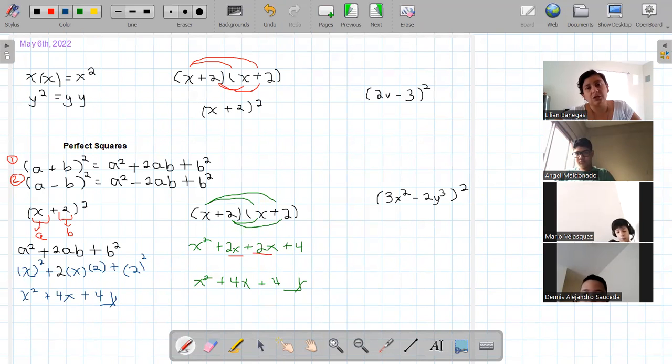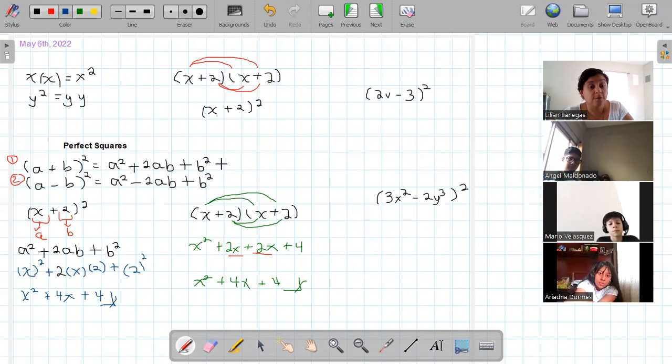Let's go with the next exercise, which is this one over here. In this case, you can see now my variable has a coefficient. In this case, it's coefficient 2. 2v minus 3 squared. Since we're learning the formulas, we're going to solve it with the formulas. So what formula should I use? Formula 1 or formula 2? Formula 2. Formula 2.